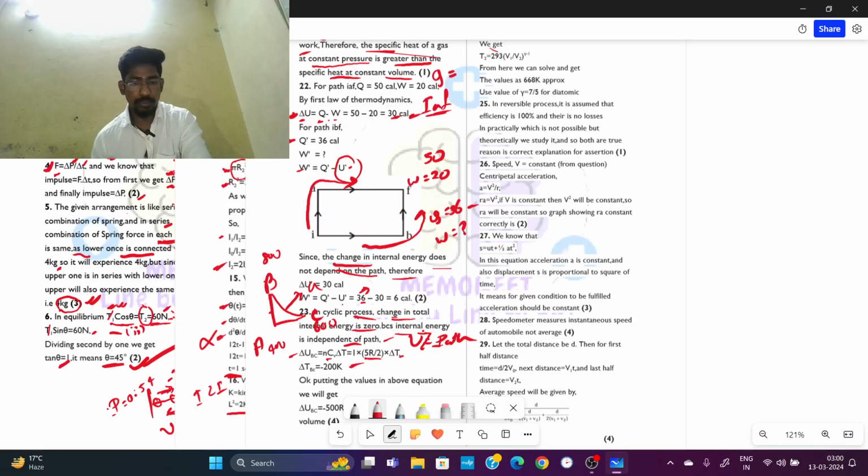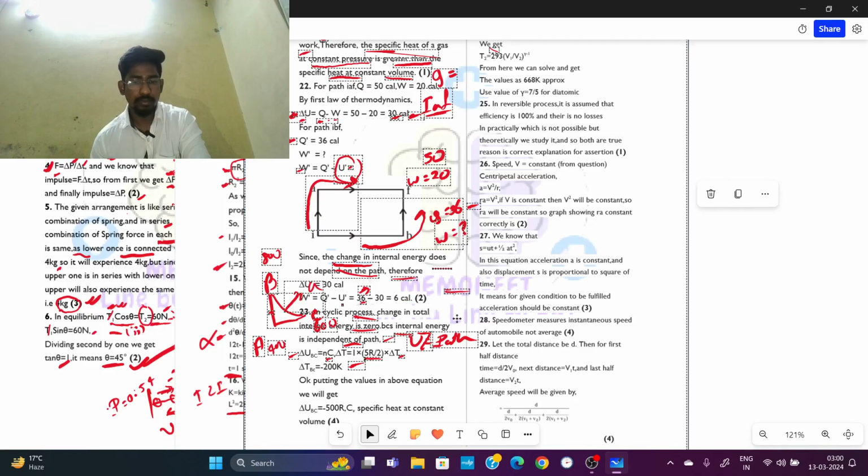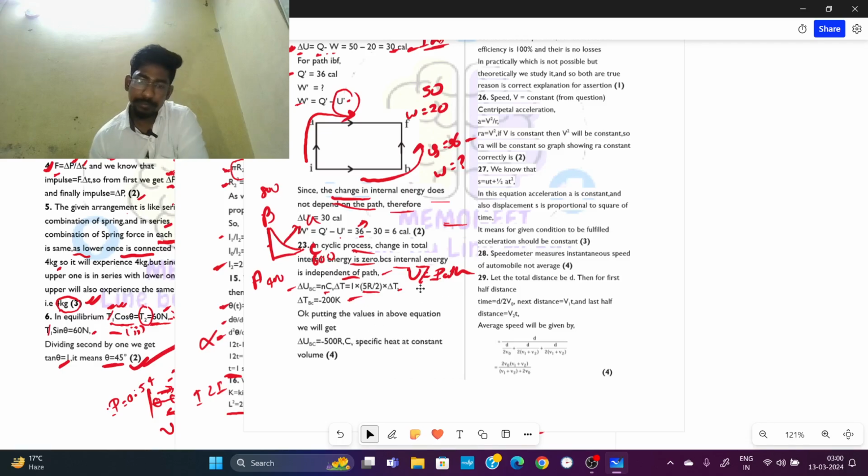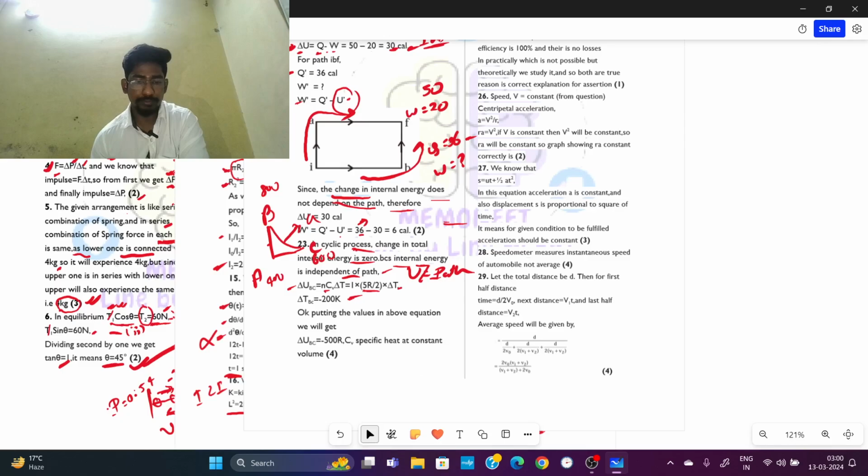Now putting the values in the first equation, you will get the U of BC. The del T was 200, so if you put this value in this equation, 200 times 5 by 2 gives 100 into 5, that means 500 R. So the change in internal energy for BC will be minus 500 R. Therefore option 4 is correct.